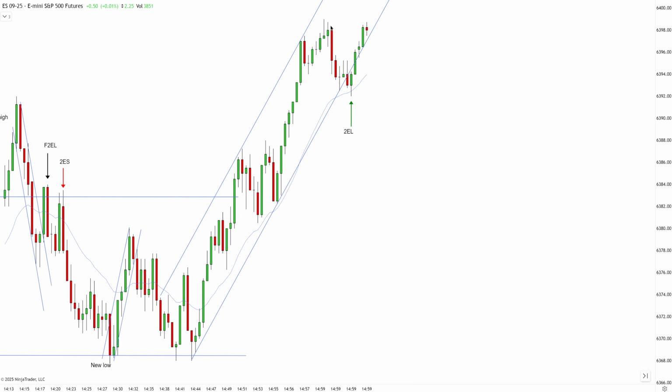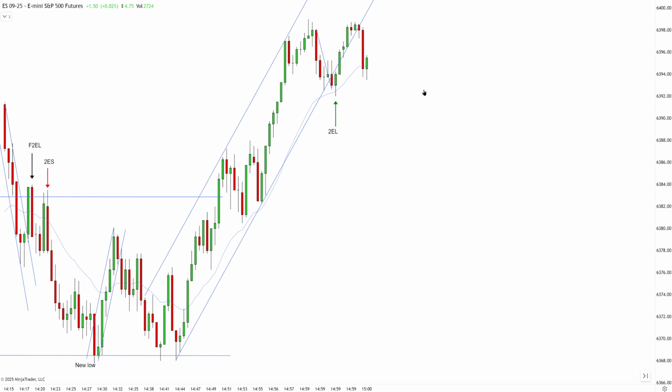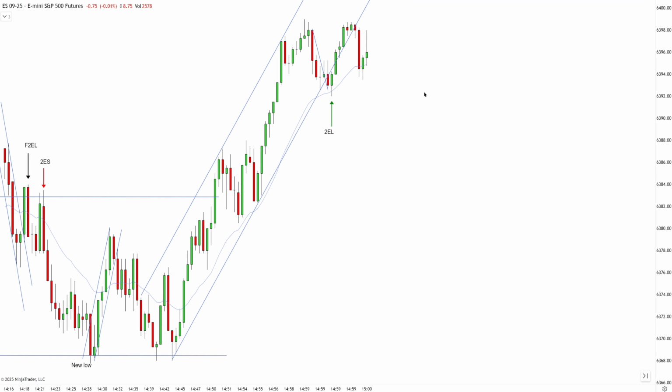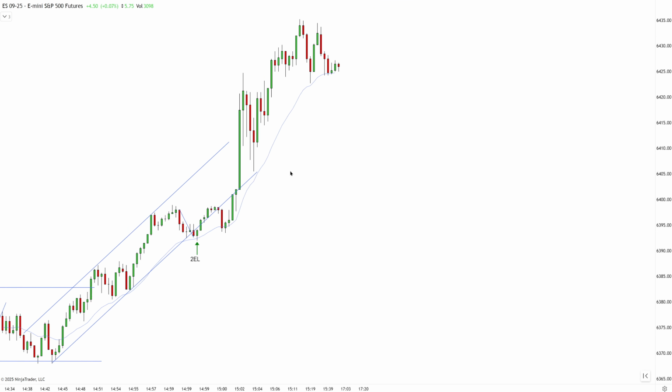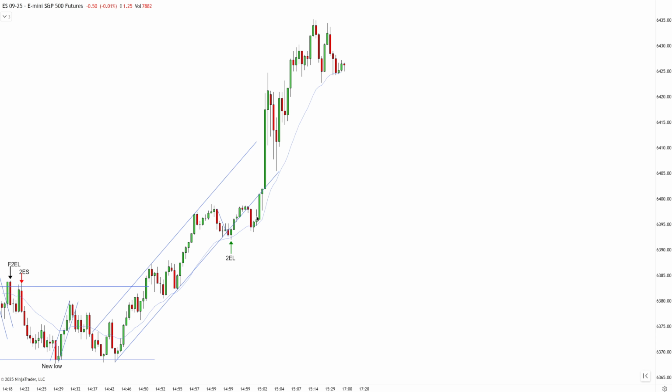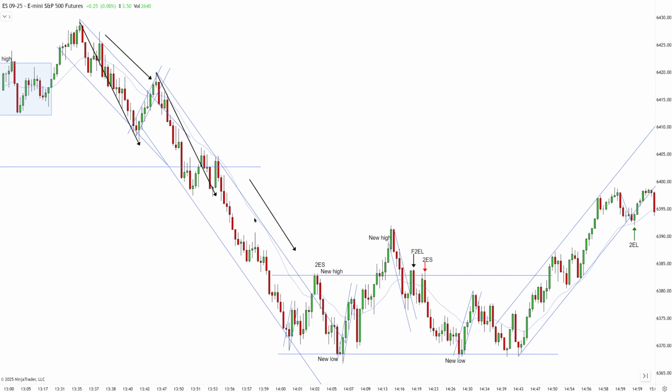We can't take this. Great new high, first entry long, second entry long. I just wanted to talk about it because it's a textbook setup, but we can't take it because it's way too late. And we actually managed to complete the reversal of the downtrend that we had previously. This is the overall structure for today.